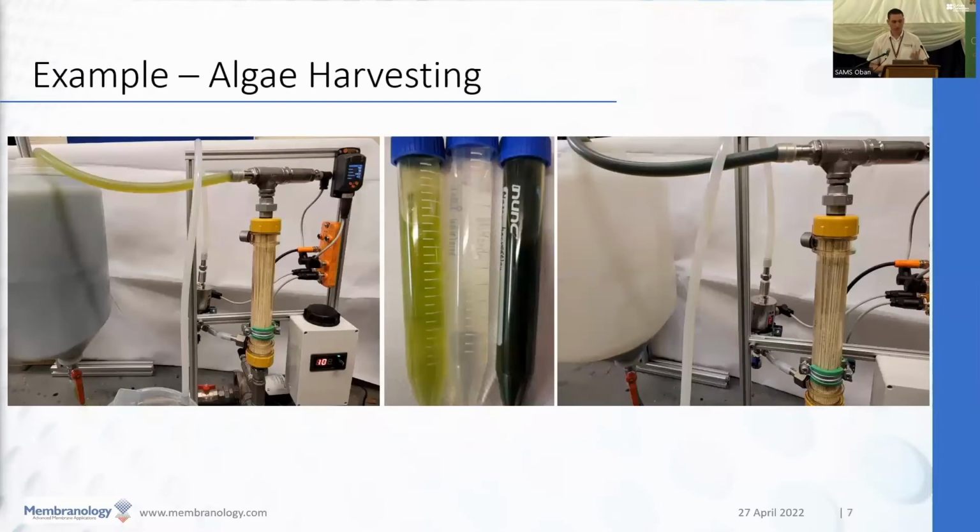So some examples. This is our smallest unit, our benchtop harvester, which is on the stand at the back there. We typically use that for a carboy size. You can go up to larger volumes than that, but this will concentrate a carboy in an hour and uses less than 0.1 kilowatt hours of energy. So you can see it's very energy efficient. On the left-hand side, you've got the feed material, then the clear permeate and the concentrated algae biomass at the end.